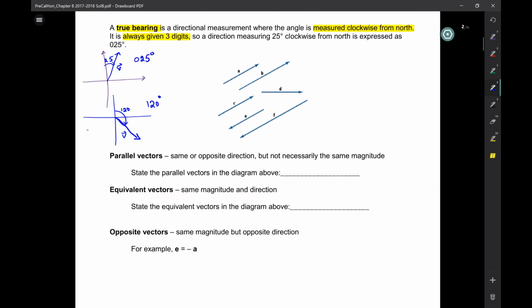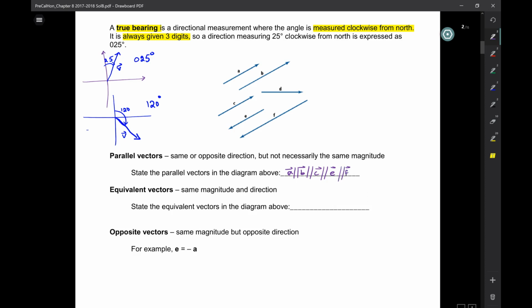Okay. Now, more terminology with vectors. You can have parallel vectors, equivalent vectors, opposite vectors, all that good stuff. Parallel vectors can be in either the same or opposite direction, but not necessarily the same magnitude. So what are some parallel vectors in that group of vectors up there? A and B are parallel, and then C is parallel to them. And E is parallel to them, and F, right?